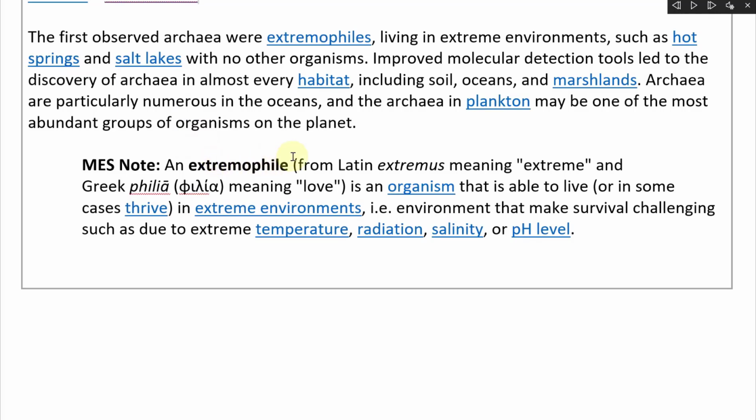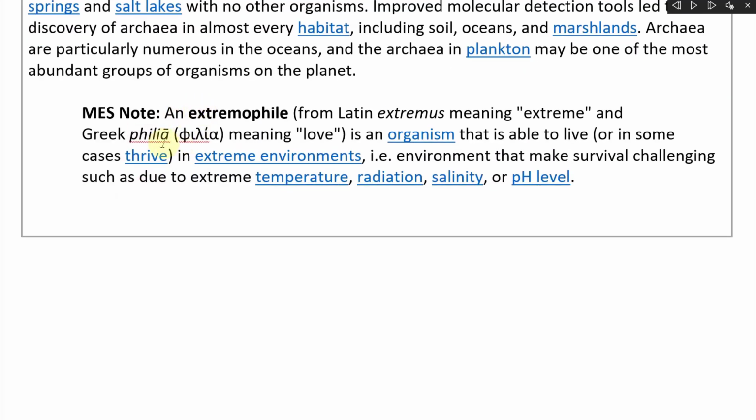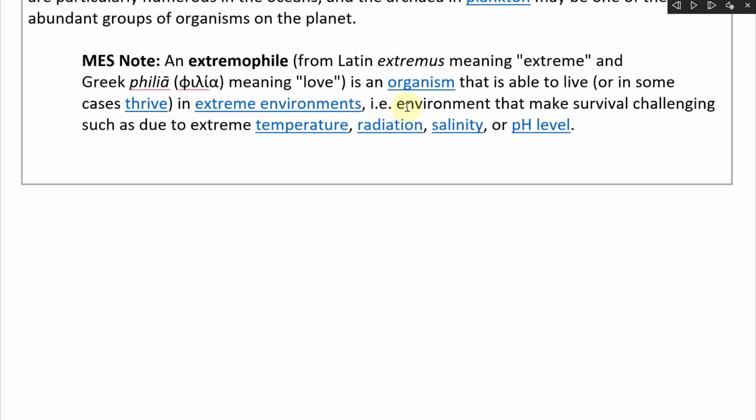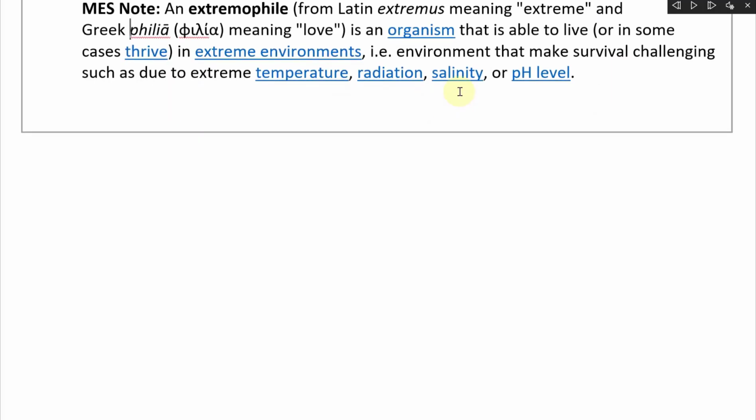So, an extremophile, from Latin extremis, meaning extreme, and Greek philia, meaning love, is an organism that is able to live, or in some cases thrive, in extreme environments, i.e. environments that make survival challenging, such as due to extreme temperature, radiation, salinity, so high salt, or pH level. Either low or high pH, either very acidic or very basic.